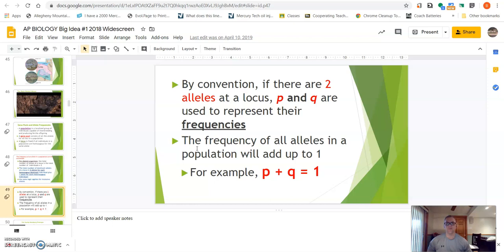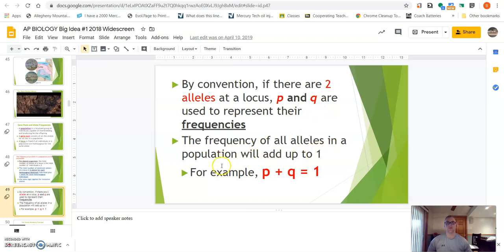So this is where we introduce some of the variables, and we just want to make sure everybody's on the same page with this. It says if there are two alleles at a locus, we choose to use the variables P and Q to represent the frequencies. So P represents the percentage or frequency of dominant alleles. Q represents the frequency or percentage of recessive alleles.